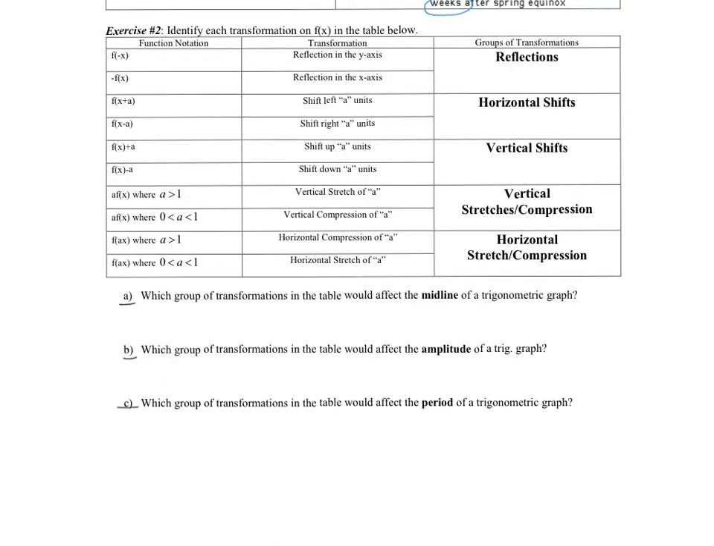So we're looking at which group of transformations would affect the midline of a trig graph. And if I have a really rough sketch of a trig graph here, we're talking about which set of transformations would basically move it up or down to change the midline. And that would be our vertical shifts. So if I move the graph up or down, right, that's going to move the midline.